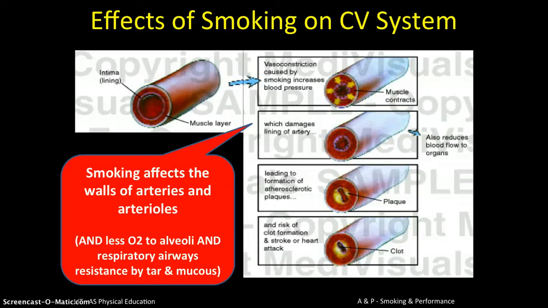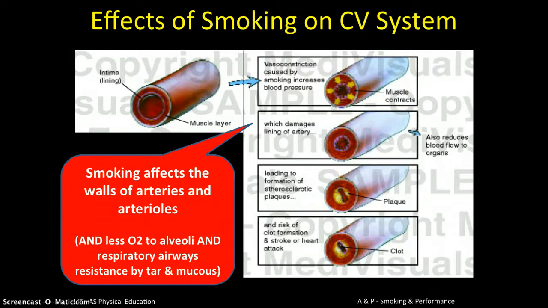Now, we know that arteries and arterioles have a muscular wall, an elasticated wall that allows them to expand and recoil. But actually smoking affects the walls of these arteries and arterioles and will damage the lining, and we've got this plaque build-up which contributes to reducing the size of the lumen, the space in the middle of our blood vessels that blood travels through, but also to hardening those arteries and arterial walls.